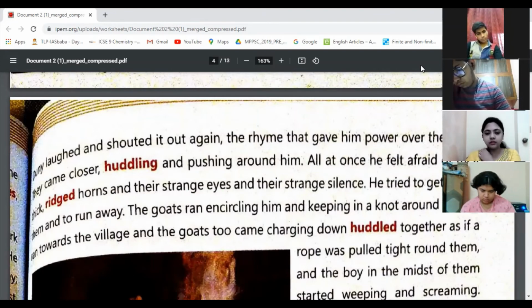Okay, however, they shouted at the goats, they cursed the goats so that the goats could move away, but then they were shouting, they were laughing. Okay, they did not do anything to help Duni out.